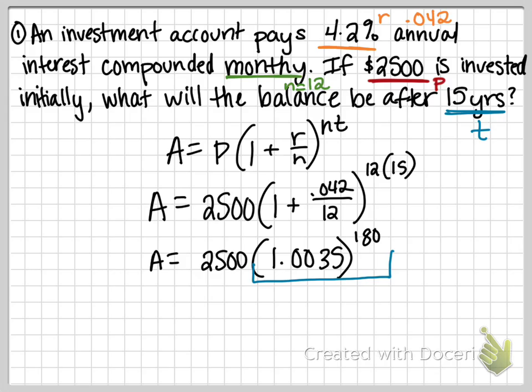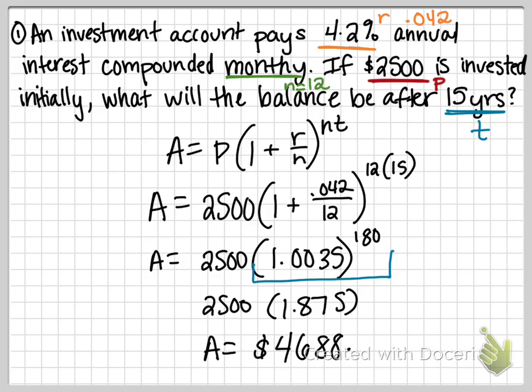So if we take 1.0035 to the 180, we get 1.875. Multiply that by 2,500, meaning after 15 years, we will have $4,688.87. This is typically money. So if you have money, always go out 2 decimal places, right? Like cents, 87 cents.